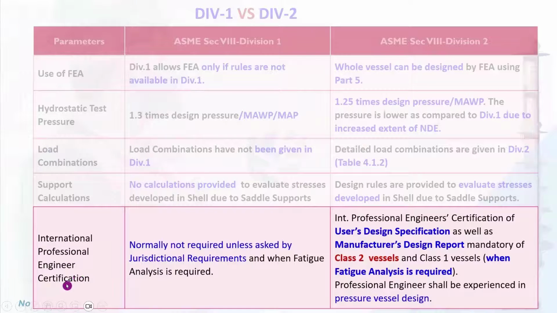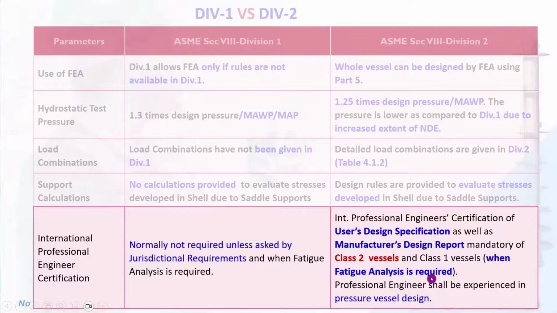International professional engineer certification is required, or we can say the chartered engineer requirement is there. Whenever we are certifying an engineer, in mandatory Appendix 47 of Division 1, the certifying engineer is required only if you are dealing with what? The fatigue analysis. In case of Division 2, Class 1 and Class 2, if you are dealing with the fatigue analysis, then UDS. In Division 1, there is a requirement or form called the UDR, which is the user design requirement, which comes under a non-mandatory appendix, which is not compulsory. But here in Division 2, the UDS, which is called the user design specification, comes under mandatory requirement.